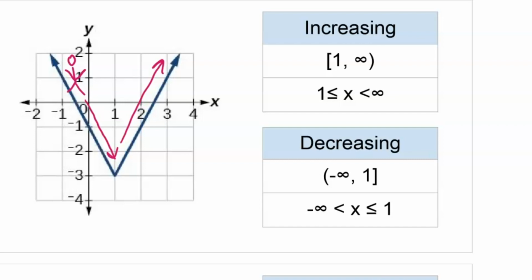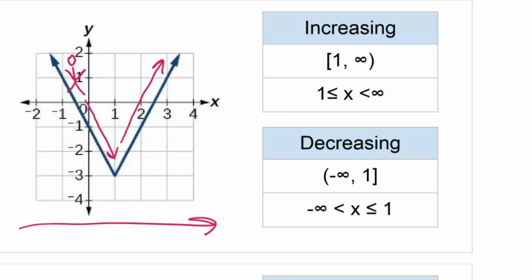So to state this, you use the same notation that you use like domain and range. And again, you're using the x values. So you're looking at the numbers on the x-axis when you explain from where to where is it increasing and from where to where is it decreasing. So I'll talk about the decreasing first, because that's what's happening first on the graph when we read it from left to right.